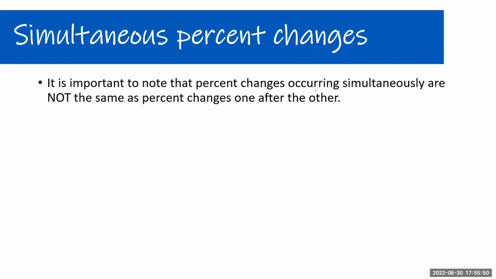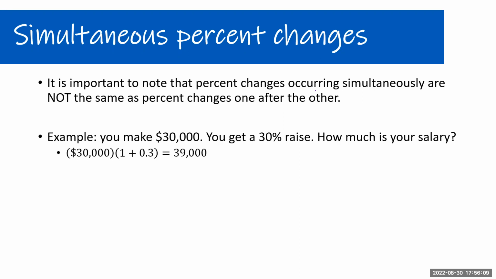Now it's important to note that simultaneous percent changes and back-to-back percent changes are not identical mathematically, okay? So if you do percent changes simultaneously, it's not the same as doing them back-to-back that would add up to the same number. That sounds complex, but let's look at an example to make that make sense.